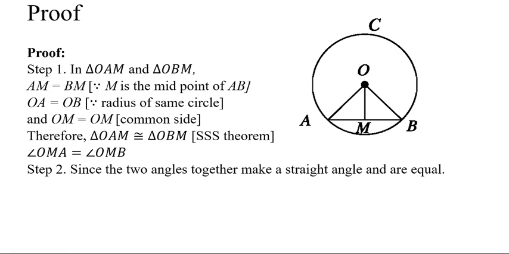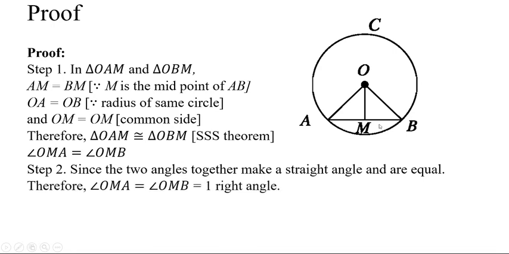Step second, since the two angles together make a straight angle and are equal, therefore angle OMA equals angle OMB equals one right angle. Therefore, OM is perpendicular to AB, and it is our required proof.